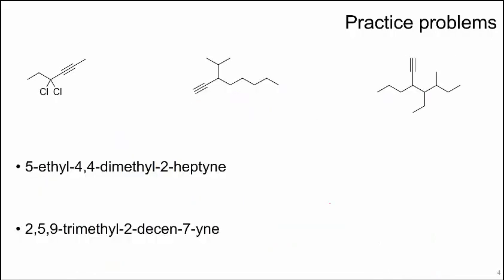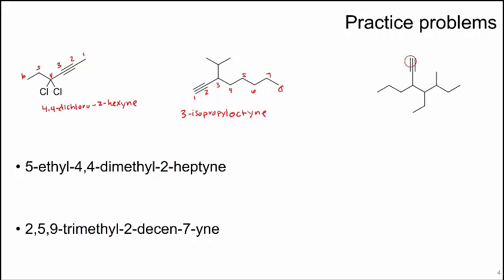So we can go ahead and look at how we would name these. In this example here, you want your alkyne to have the lowest numbering. This would be 4,4-dichloro-2-hexyne, and 3-isopropyloctyne.